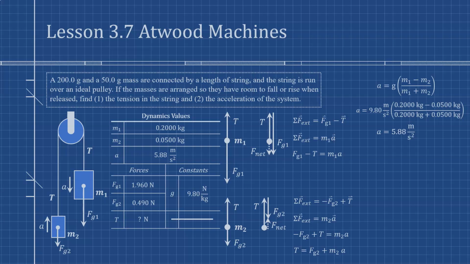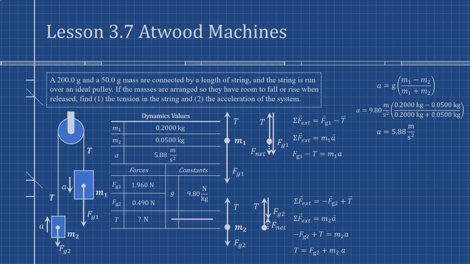It's going to be less than acceleration due to gravity, but it's going to be biased toward being a faster acceleration because I have a 200-gram mass, which is a pretty big mass on one side, and the mass opposing it is fairly small, 50 grams. So 5.88 makes logical sense. I'm going to go ahead and record that in my dynamics table as the acceleration.